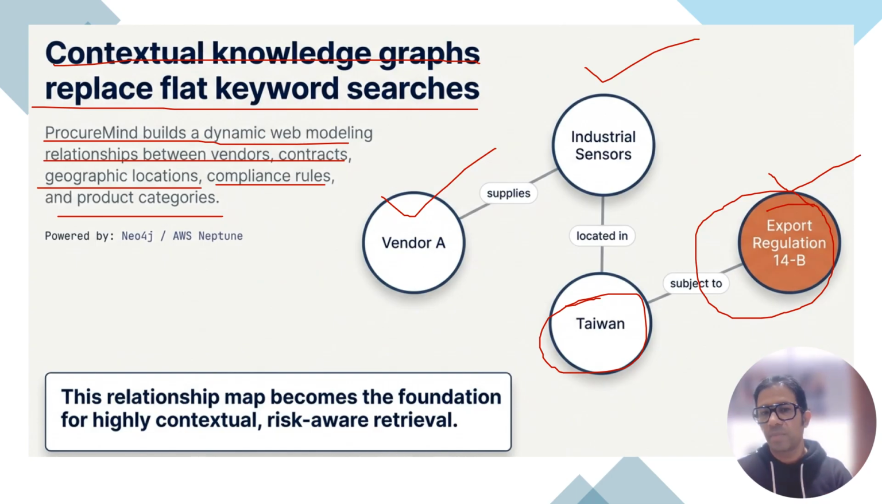Now pause and think about how powerful this is. In old procurement, risk is discovered late. In ProcureMind OS, risk is discovered early because it's encoded into the relationship map. Now look at the bottom statement. This is the takeaway.